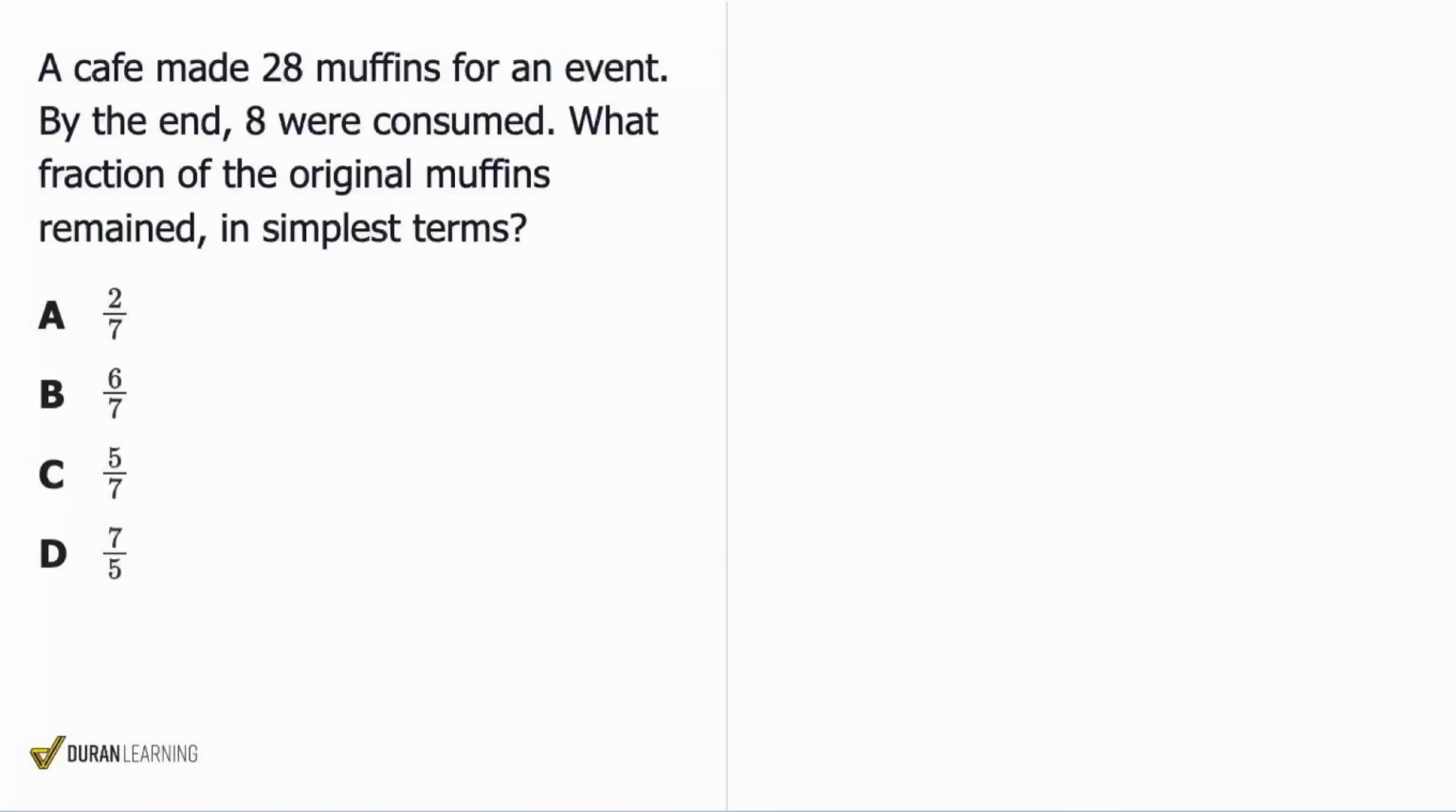Okay, so here's how we're going to set this up. We are looking for the remaining number of muffins over the total. One more time. We're looking for the remaining number of muffins over the total.